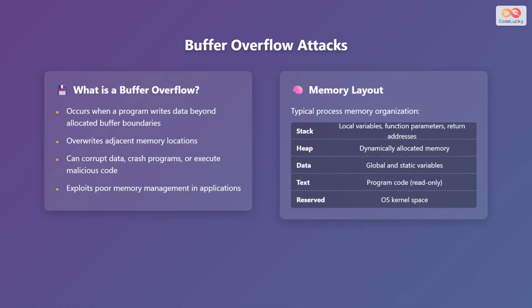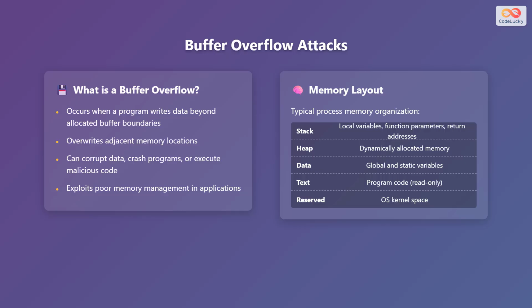Let's shift our focus to buffer overflow attacks. A buffer overflow occurs when a program writes data beyond the allocated boundaries of a buffer. This overwrites adjacent memory locations, potentially corrupting data, crashing programs, or even executing malicious code. Buffer overflows exploit poor memory management practices in applications.